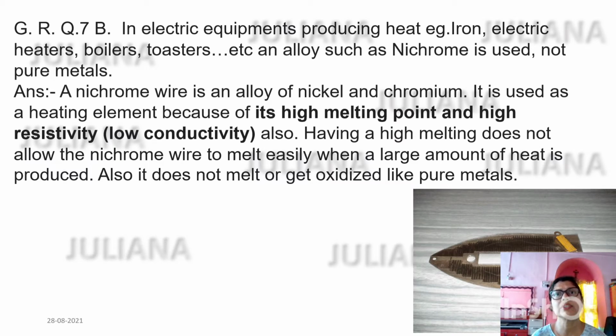Okay, so here we use nichrome wire. We don't use pure metals. What is the reason? You can think about it. Pure metals will have a low melting point and they will melt easily. We don't want electrical equipment to get heated as you are ironing your clothes, and along with the clothes being ironed, your electrical iron is getting melted.